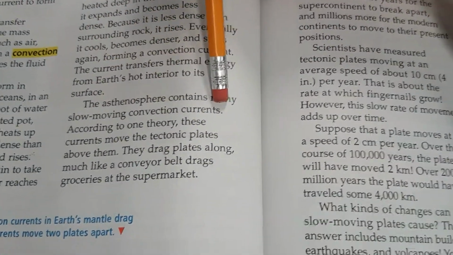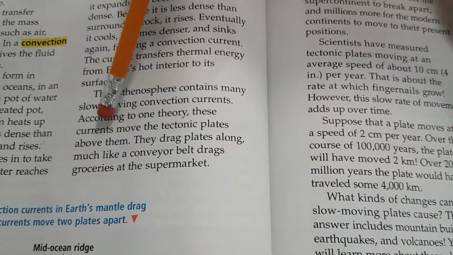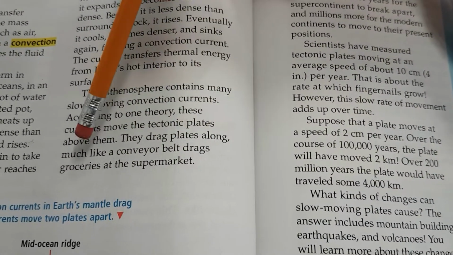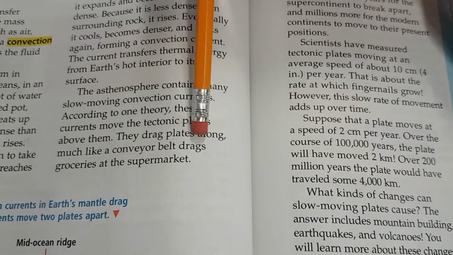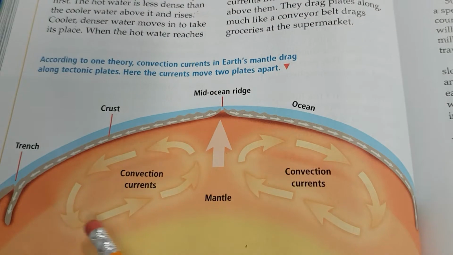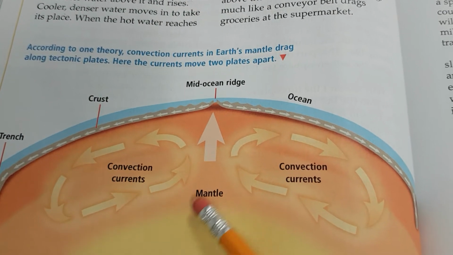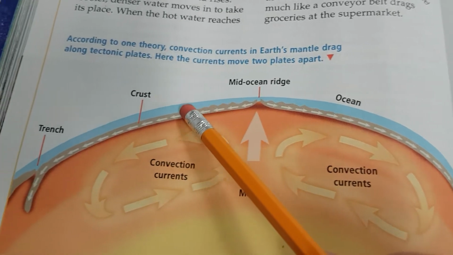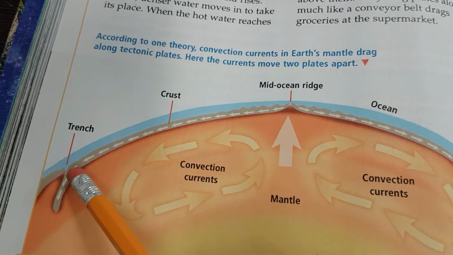The asthenosphere contains many slow-moving convection currents. According to one theory, these currents move the tectonic plates above them. They drag plates along, much like a conveyor belt drags groceries at the supermarket. Okay, so if all this Play-Doh-y material down here is swirling, then it's kind of dragging the crust along with it as it goes.